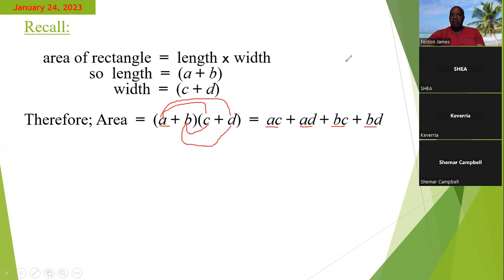So when we remove the brackets, then the result that we obtain from doing the multiplication would be this four-term expression. So when you multiply these two binomials, you will get AC plus AD plus BC plus BD. And so this would be the product of removing the bracket or multiplying out the two binomials.